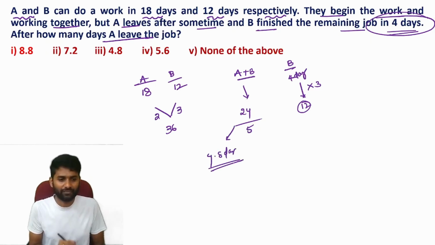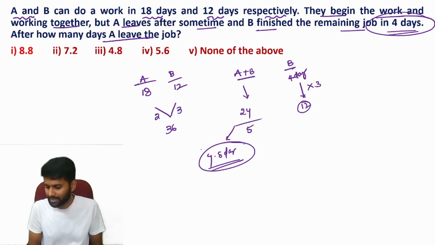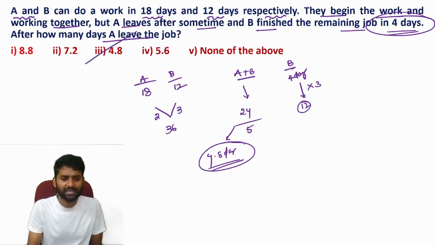Now here the question: after how many days does A leave the job? See, A and B work for 4.8. After A leaves the job, it means A worked for 4.8 days.